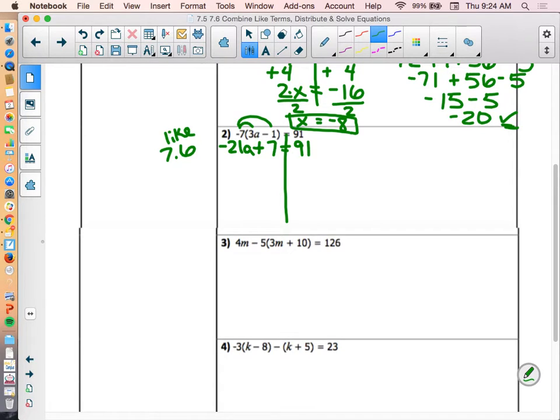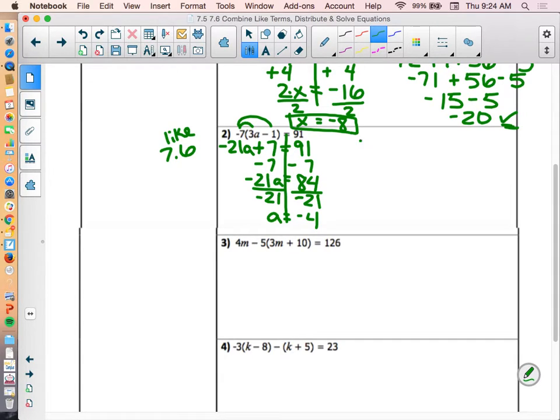So now I have a two-step equation. I have to do add or subtract first. I subtract 7, and I get negative 21a equals, and then 91 minus 7 is 84, if I'm correct. Great. And then divide, because that's the opposite of multiplying, by negative 21. A equals 84 divided by negative 21, which is negative 4. And then I plug it back in and make sure it works.